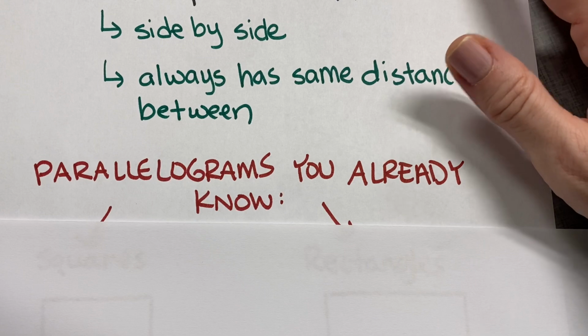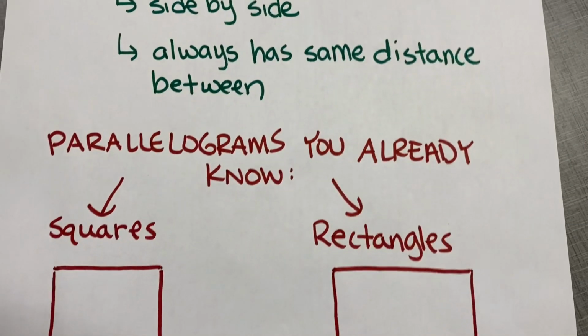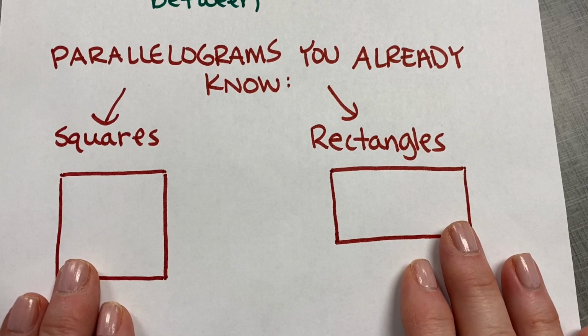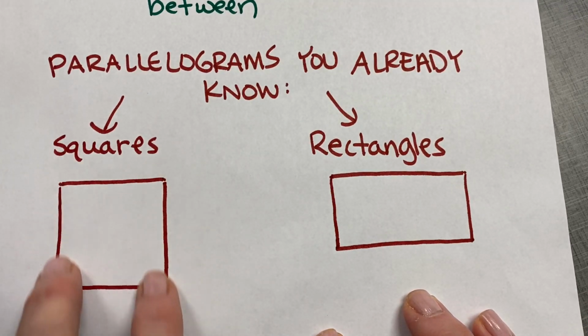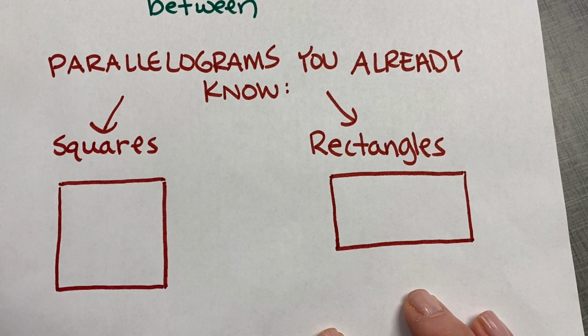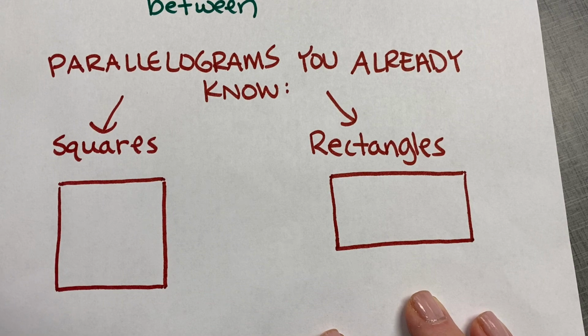Believe it or not, you've been dealing with parallelograms for a while now, such as squares and rectangles. So the reason squares and rectangles are parallelograms is because their opposite sides run side by side, always the same distance between them. So opposite sides are parallel. It's a four-sided figure. Opposite sides are parallel and equal in length.